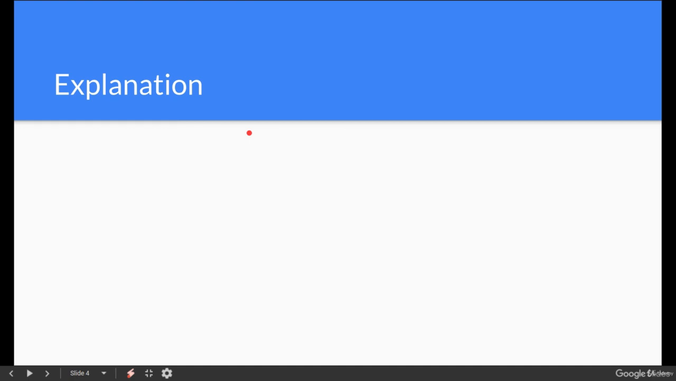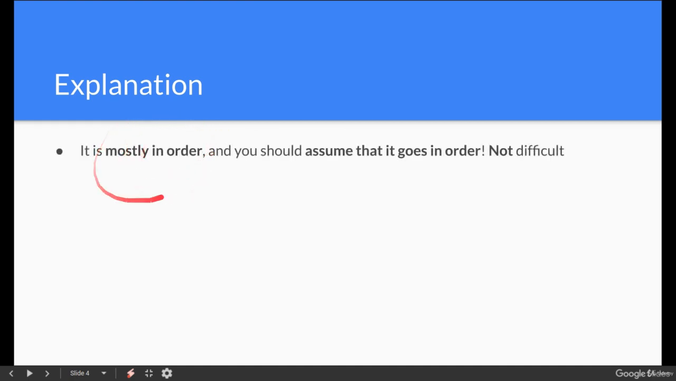Now let me give you a bit of explanation about this question type. It's mostly in order, so you already know that now. And since this question is mostly in order, we're going to assume that it goes in order. As mentioned before, this is not a difficult question type, so feel free to do this at any point. I would probably start off with the easy questions first, then move on to something like this, and then finally I would move on to the difficult questions at the end.